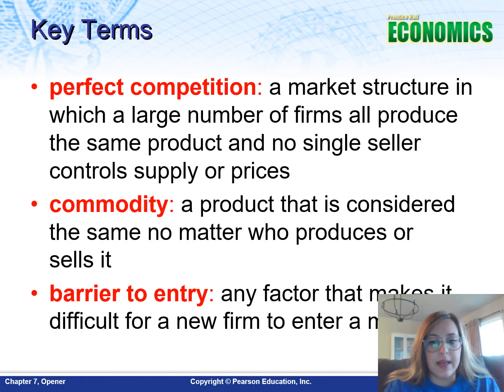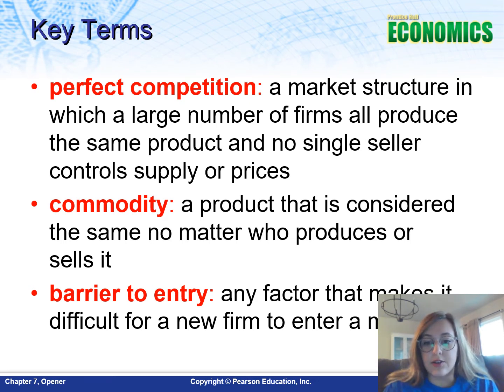There's not many examples of perfectly competitive markets, but one market that is pretty close to perfectly competitive is the market for commodities. So a commodity is a product that is considered the same no matter who produces or who sells it. So most of our agricultural goods, wheat, corn, soybeans, etc., are going to be commodities. Oil, commodity. Okay. So it's the same, regardless of who makes it.